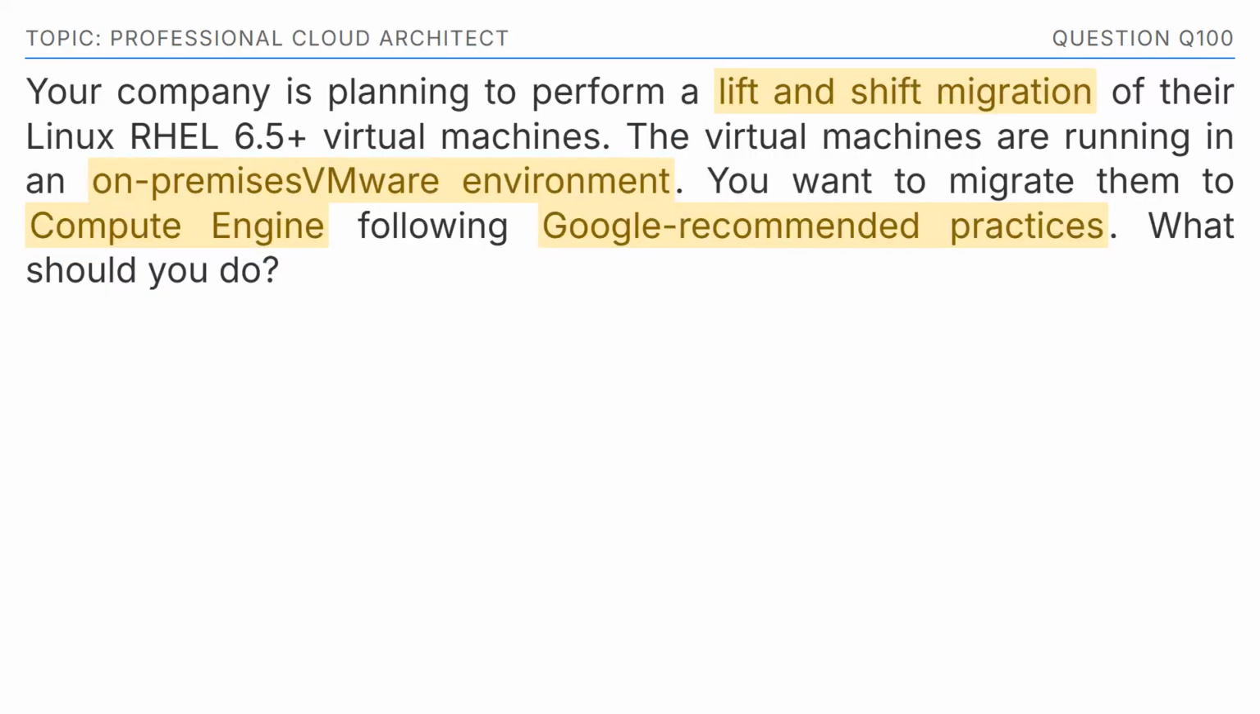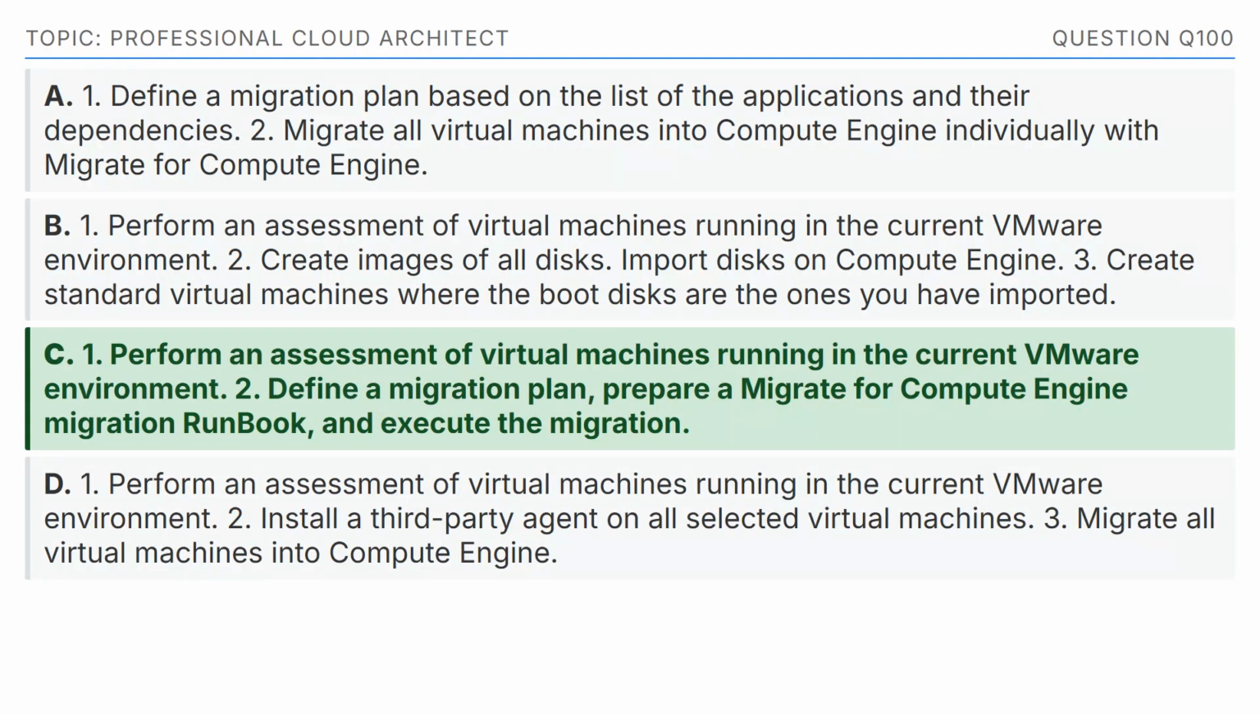To arrive at the correct answer, we focus on the keywords: lift and shift migration, on-premises VMware environment, Compute Engine, Google recommended practices. The correct answer is option C, 1. Perform an assessment of virtual machines running in the current VMware environment. 2. Define a migration plan, prepare a Migrate for Compute Engine migration runbook, and execute the migration.